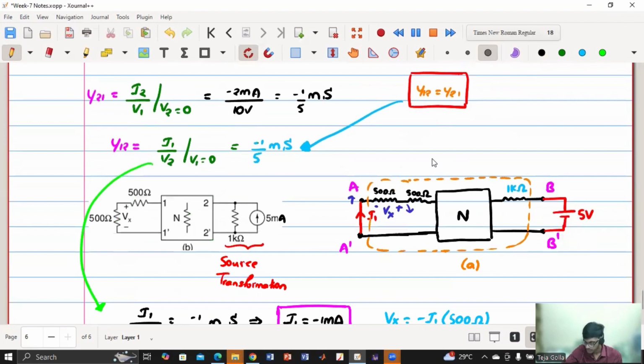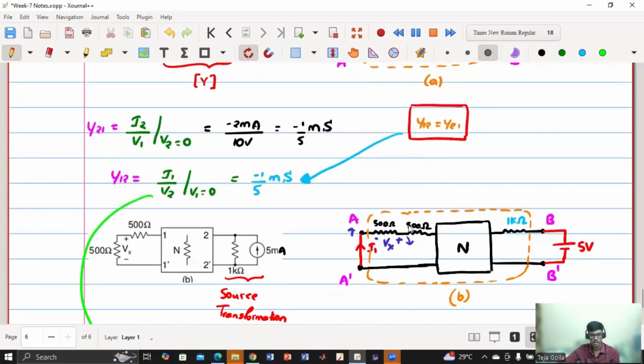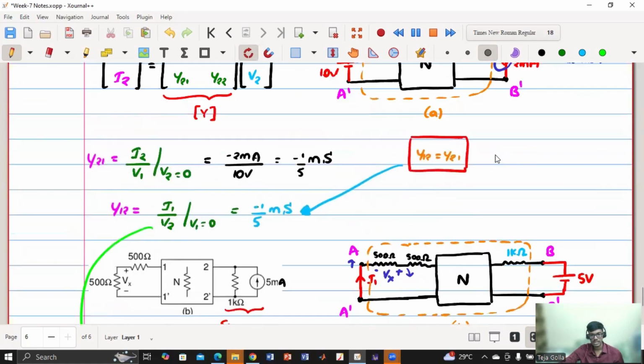Whatever circuit is considered in the question, the same circuit we have to consider, but we are free to redraw. 1 kilo ohm I have broken down into two 500 ohms and this is shorted, and at the output I have done source transformation because we want voltage at the output. So now it's the same circuit but only excited the other way.